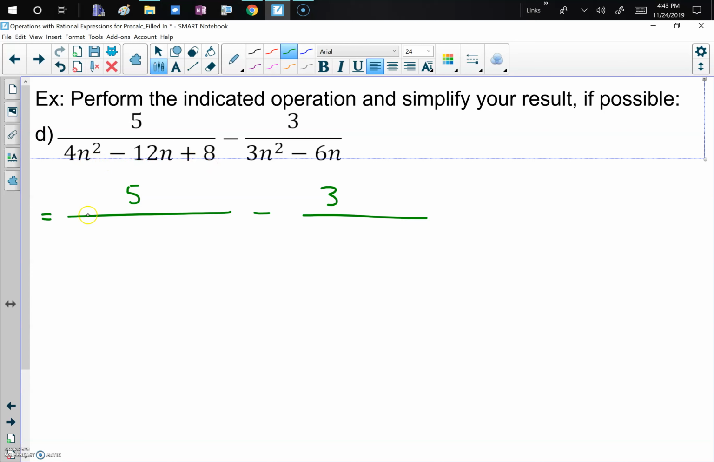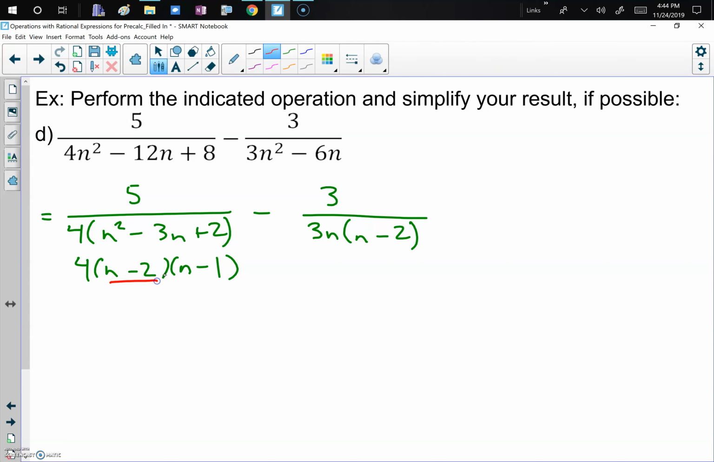So first what I'm going to do is pull out, there's a common factor of 4 in my trinomial, leaving n squared minus 3n plus 2. And I still want to factor it further because it's a trinomial. I can factor it into 2 binomials. And my 2 factors would be n minus 2 and n minus 1. My second fraction, I have a common factor of 3n. Factoring that out leaves me with n minus 2. So we can see what they have in common is the n minus 2.